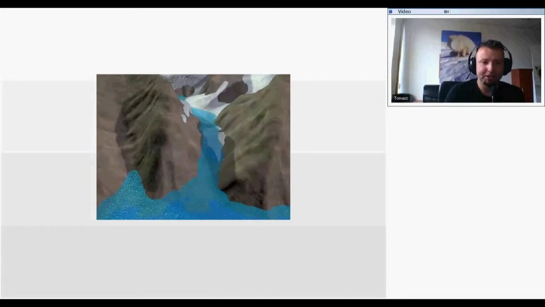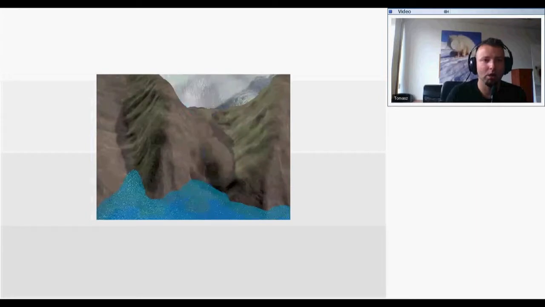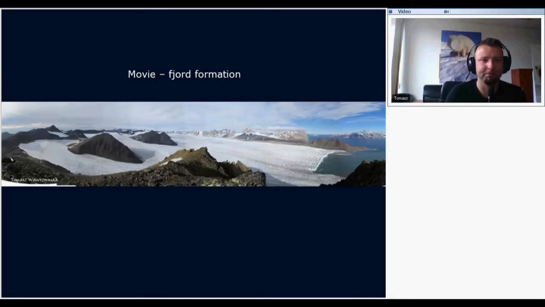But if the material was pushed away, it was taken away, under the glacier when it retreats, there can be a valley that can be flooded by the sea. And this is how the fjords were produced. So that's just to show you how the fjords appear.